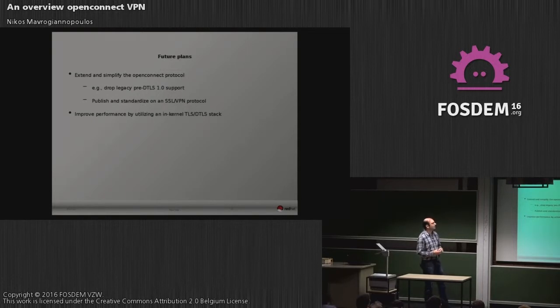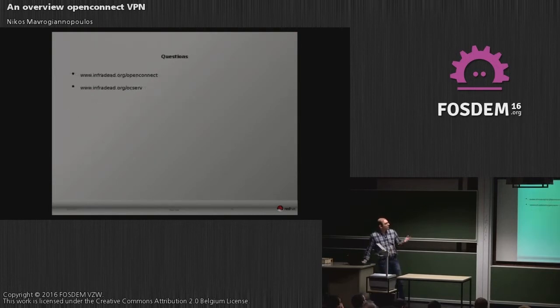And we would like to work on improving performance by using an in-kernel TLS and datagram TLS stack. Facebook has already sent some kernel patches introducing an in-kernel TLS stack. And we're experimenting with utilizing it because we noticed that it improves performance a lot in this particular scenario, more than the use case of Facebook actually. So that pretty much completes my talk.